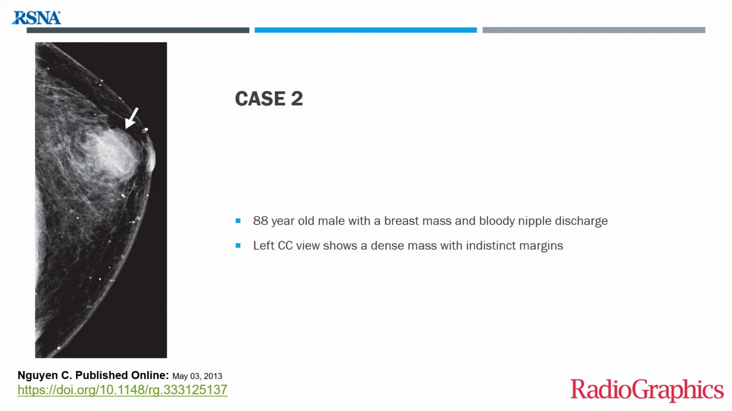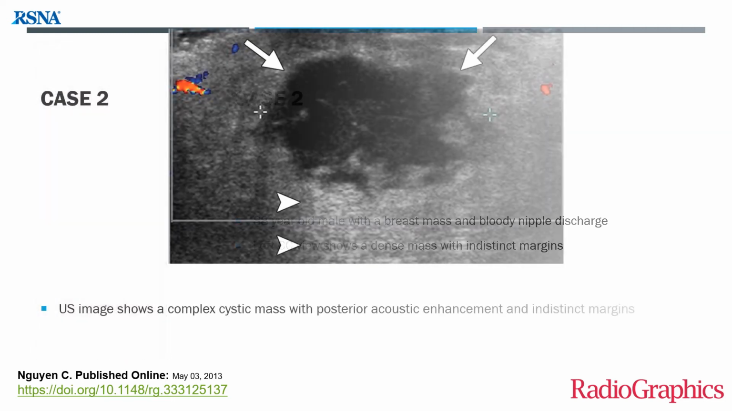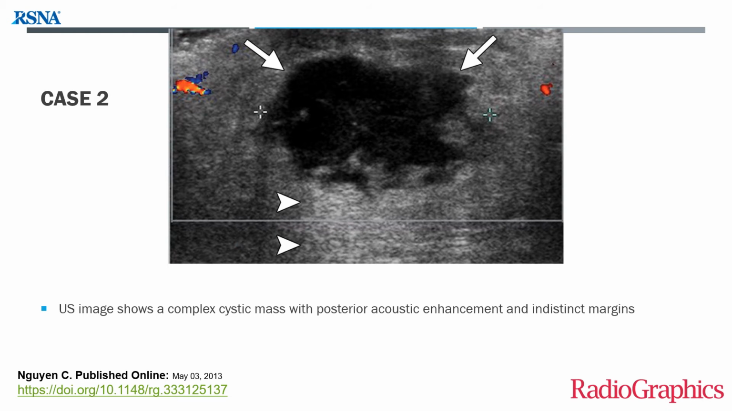For case 2, we have an 88-year-old male with a breast mass and bloody nipple discharge at presentation. The left CC view shows a dense mass with indistinct margins. Ultrasound imaging shows a complex cystic mass with posterior acoustic enhancement and indistinct margins. So this was a little bit different from other cases of male breast cancer that can have prominent posterior shadowing as opposed to posterior acoustic enhancement. So we know that there is some type of fluid component within this suspicious mass.